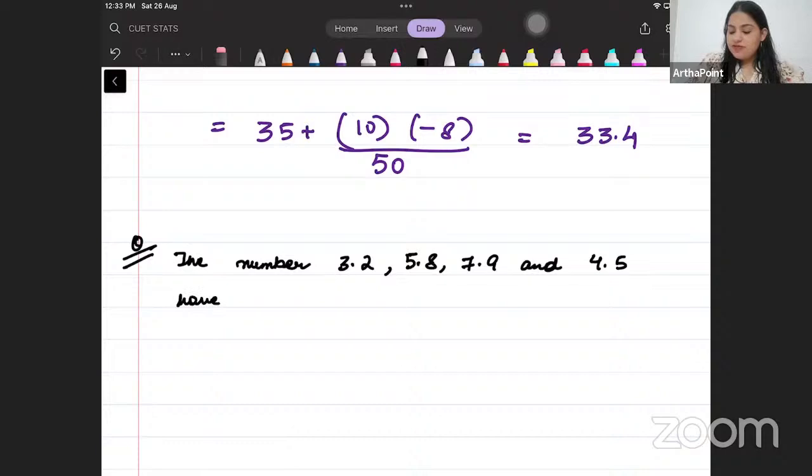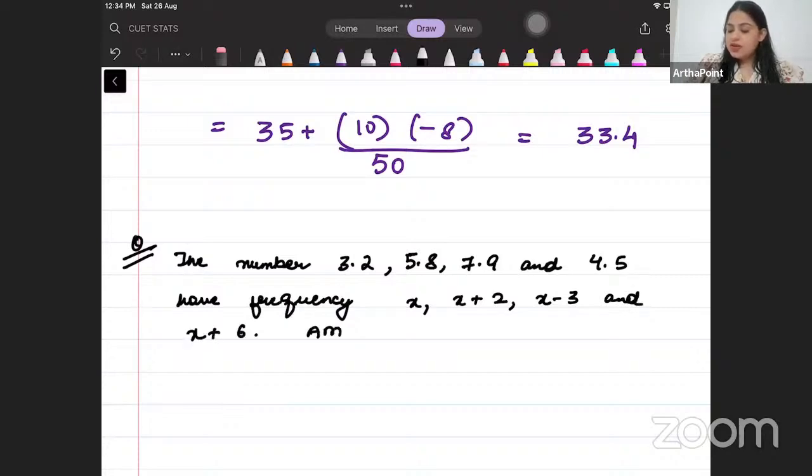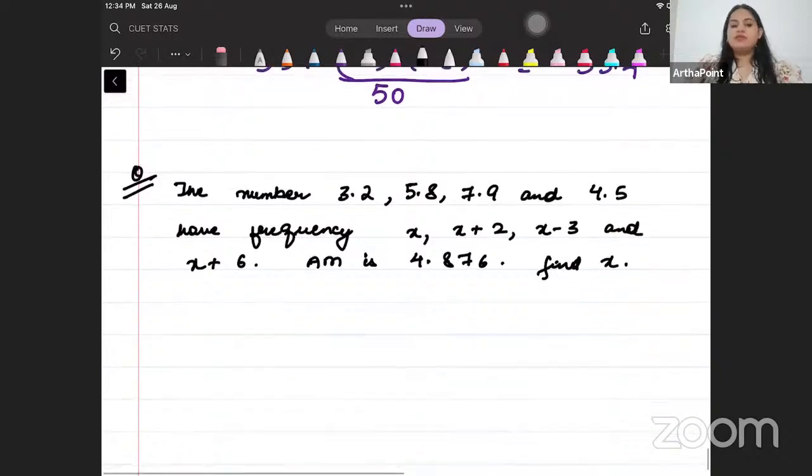So the numbers have frequency, and the frequency is given as x, x plus 2, x minus 3, and x plus 6. The arithmetic mean is given to you as 4.876. You have to find the value of x.